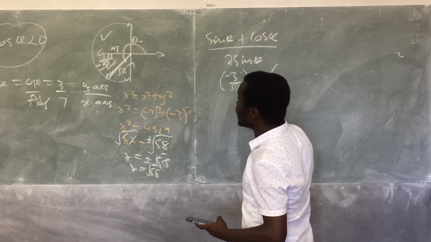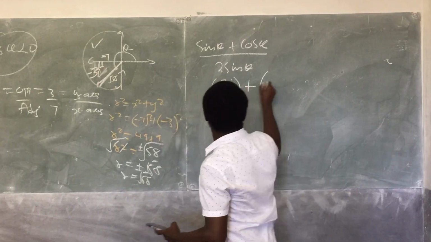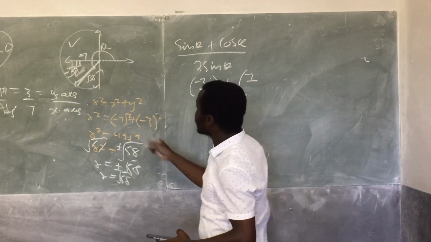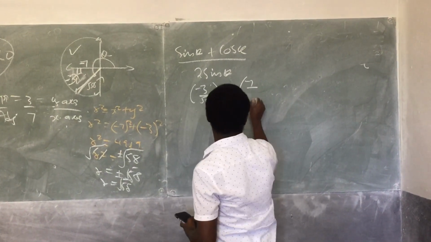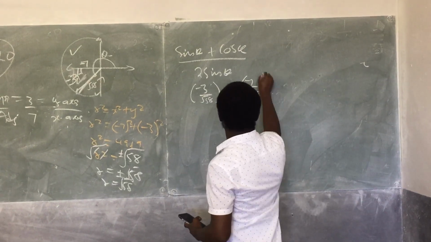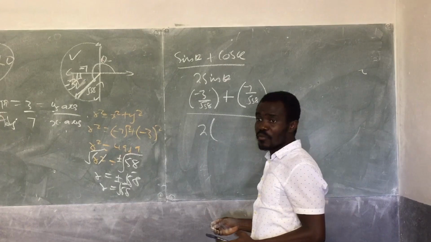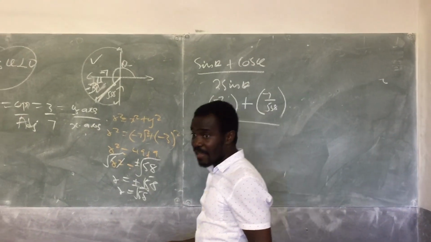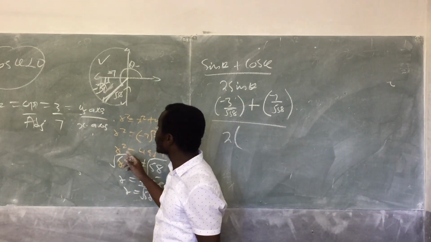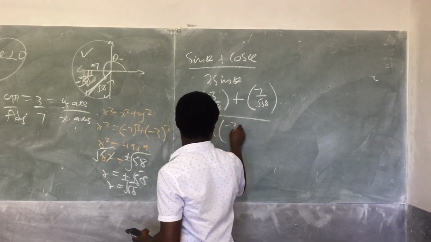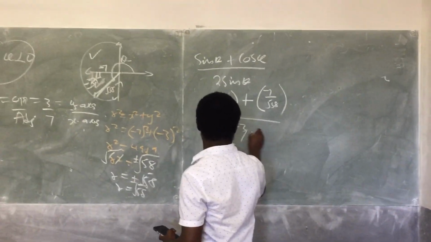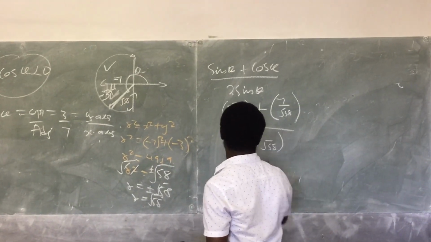Adjacent over hypotenuse. Adjacent is what? Negative 7. Hypotenuse is what? Root 58. All over 2, open bracket, sine theta, opposite over hypotenuse. What is opposite? Negative 3, hypotenuse square root of 58.